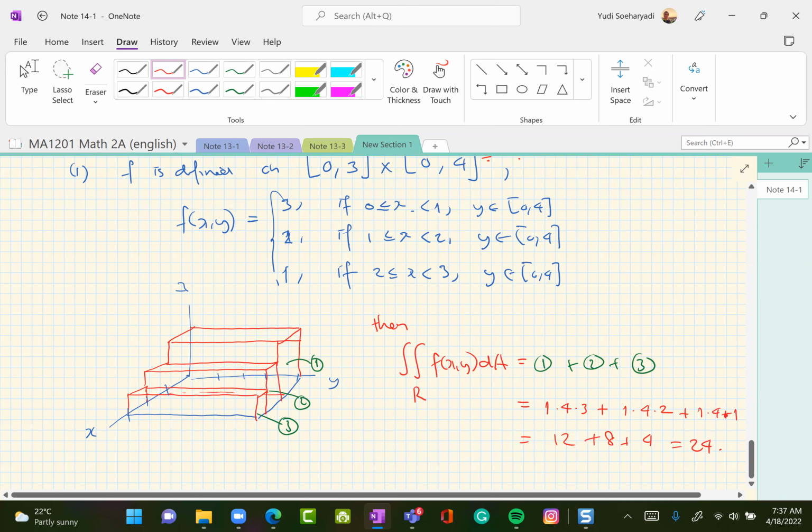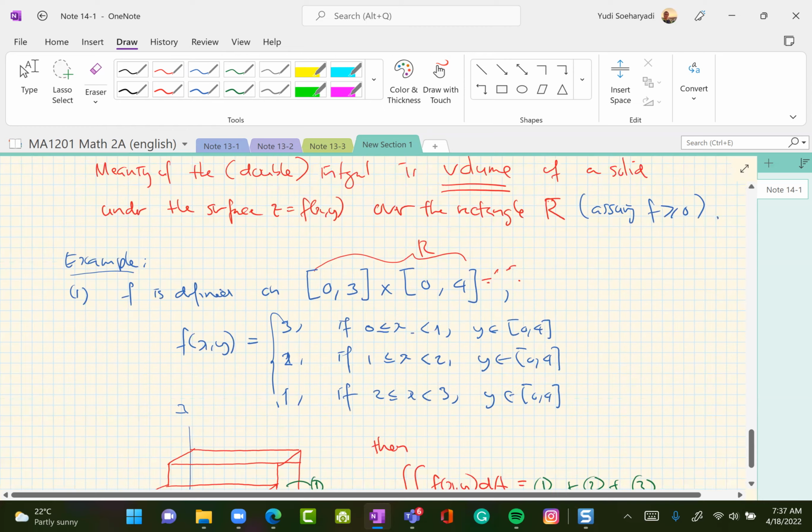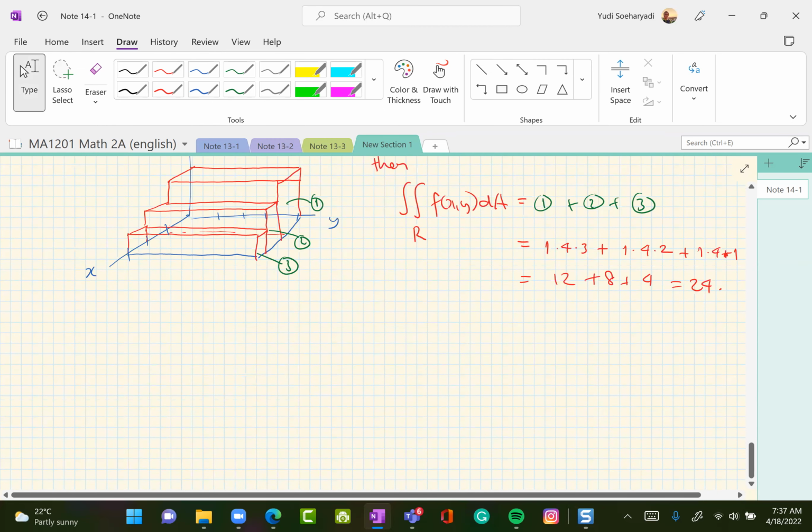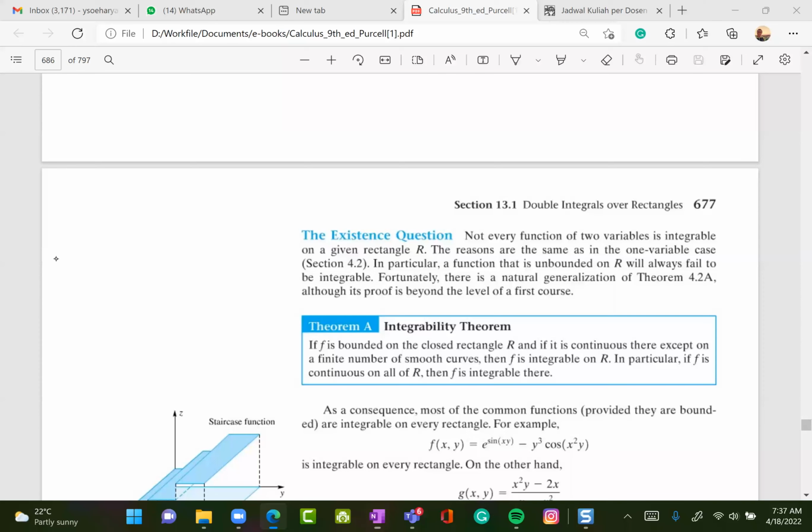So that's the idea of the double integral. Okay, questions? Questions so far? Okay, let's go to the textbook and see some more examples.